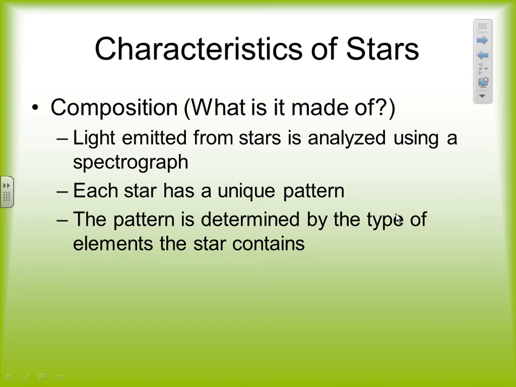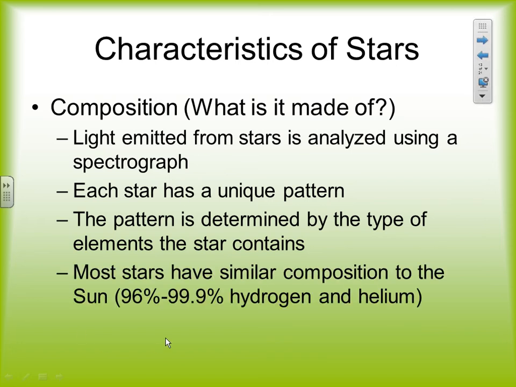So even though we can't actually get a sample of that star, based on the energy it gives off, and then comparing it to the stuff that we have here on Earth, we can make a pretty reasonable assumption about what kind of things stars are made out of. Most of the stars that we observe here from Earth have a similar composition to the sun. Somewhere in the upper 90% of hydrogen and helium.